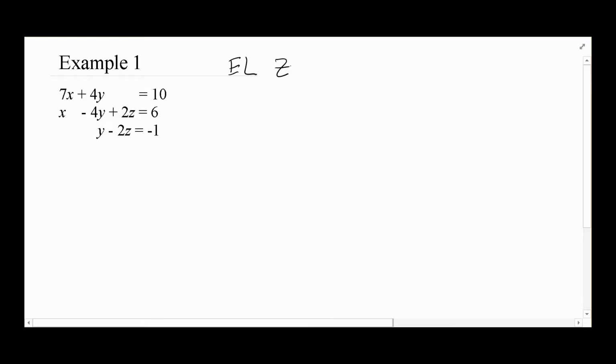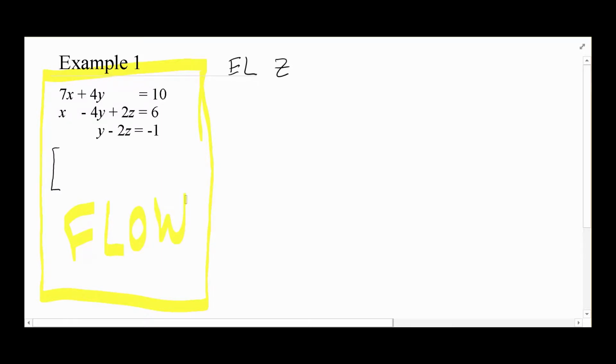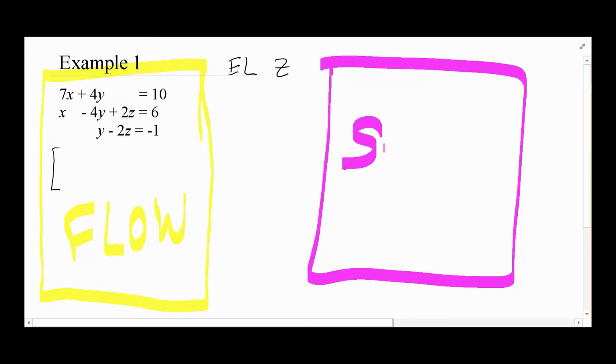Now, also as far as your organization, you're always going to make yourself a note that you're looking for two equations. I like to use a little bracket here, if you want to use braces or whatever, it doesn't matter. Make some sort of notation that your goal is to end up getting two equations that are both missing z. Now, what I like to do personally as far as organizing my work is I like to keep the flow of the problem in one column here. So this is the flow of the problem. And then off to the side over here is my scrap.